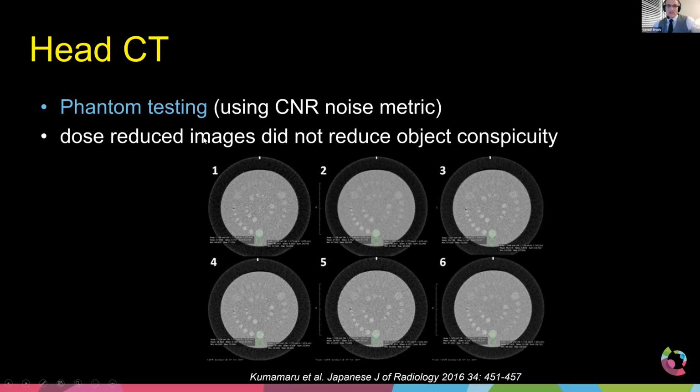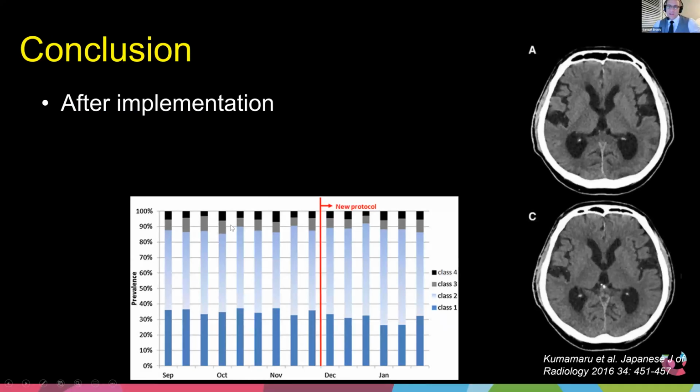What they found was the dose-reduced images did not reduce object conspicuity. So they felt comfortable by doing this thorough study in the phantom that if they made the same change in the patient population, there wouldn't be an adverse effect, and the image quality would still be okay at a dose-reduced level.